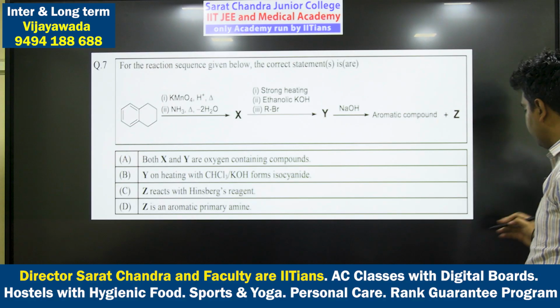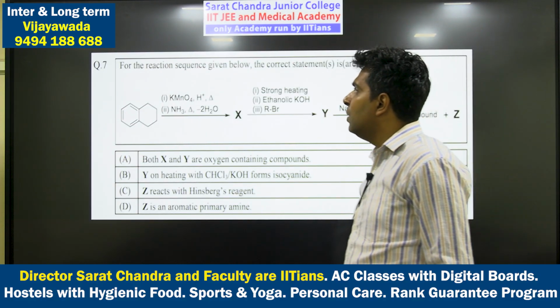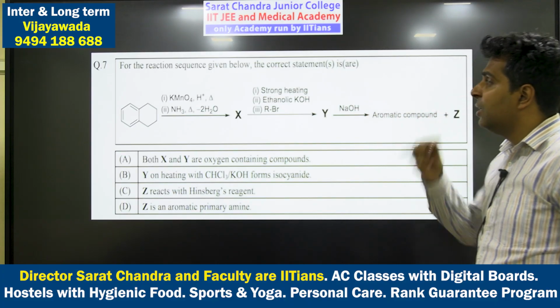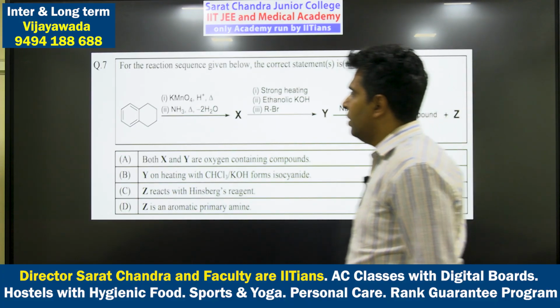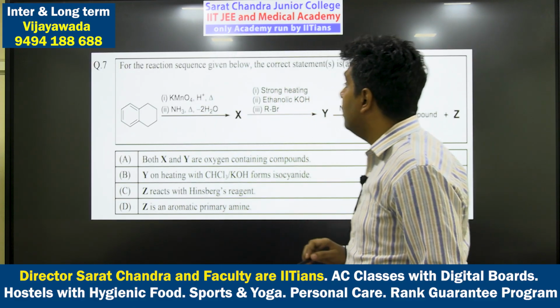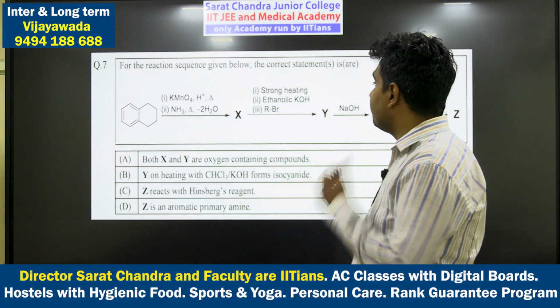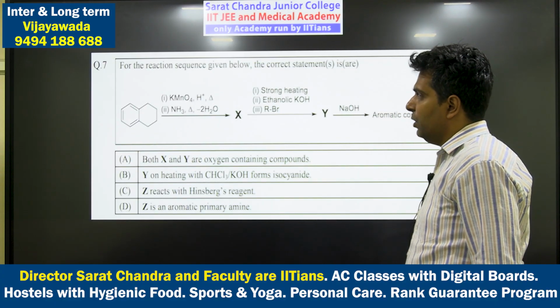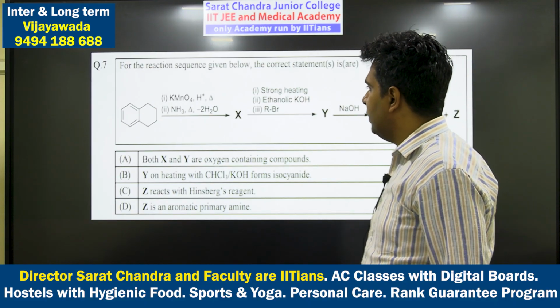Next question, question number 7. For the reaction sequence given below, the correct statements are: KMnO4 and H plus ion with heating, then ammonia with heating, minus 2H2O. So what will be X? Let us first form X.